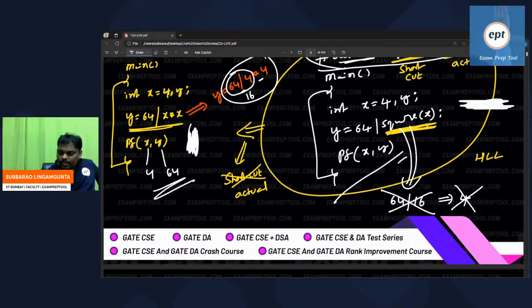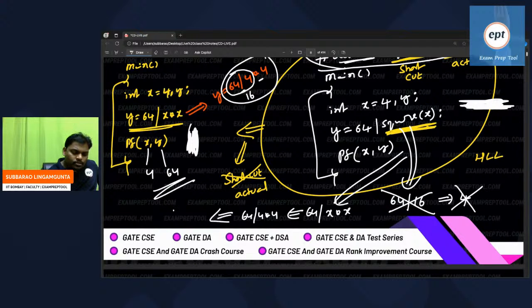So this is like this. 64 by square of x is x into x, which is equal to 64 by 4 into 4. According to programming language rules, 64 by 4 should be done first, because division and multiplication both have the same priority. Left to right associativity, left should be done first. Finally, what is the answer? 64.